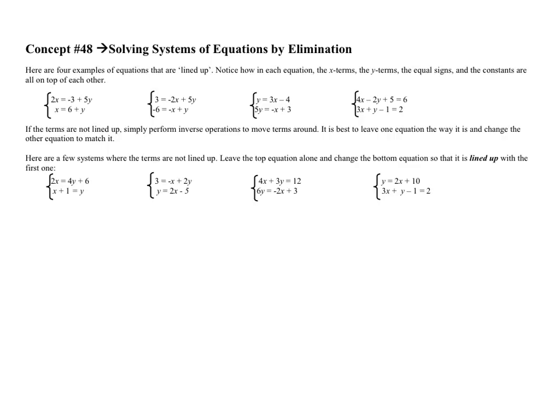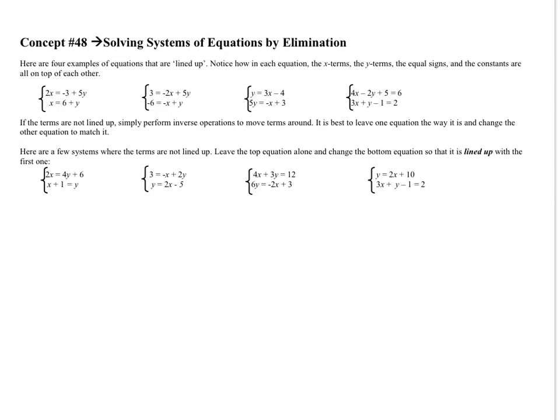Another way to do it would be to look at the bottom equation, this one right here, and move the 1 over with the y. If I move the 1 over with the y, I would have to subtract that 1, and so it would be x equals y minus 1. And then I'll rewrite the top one underneath it: 2x equals 4y plus 6.